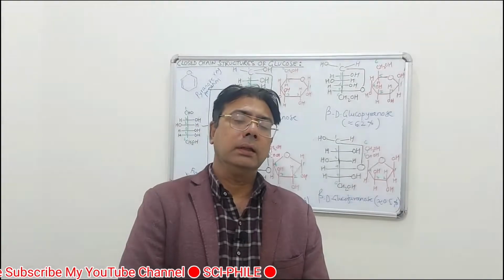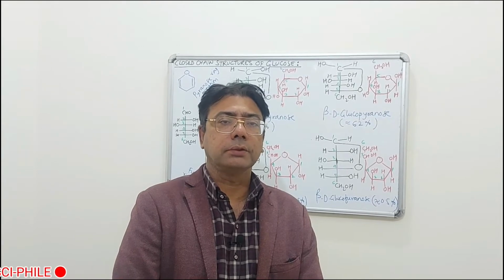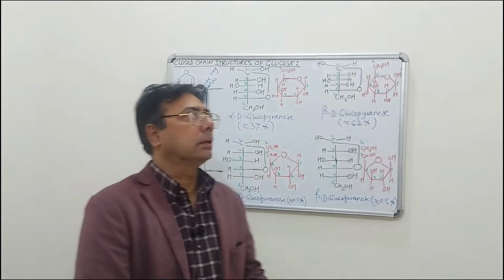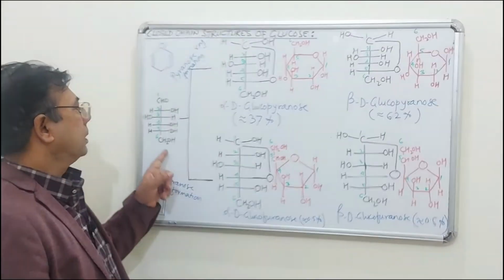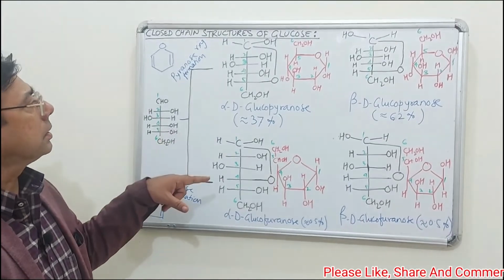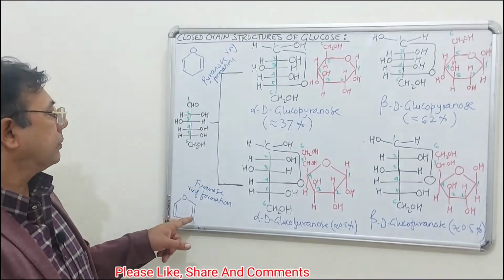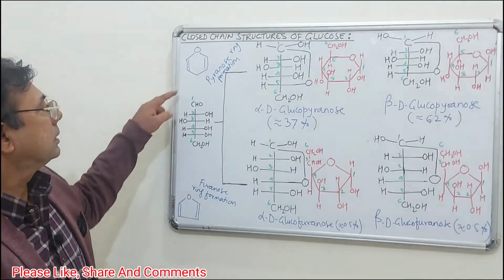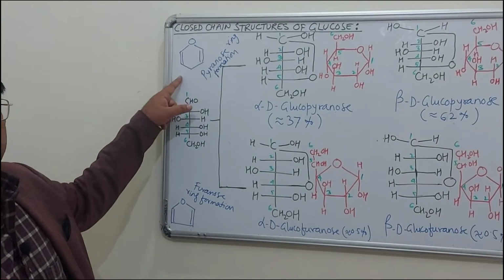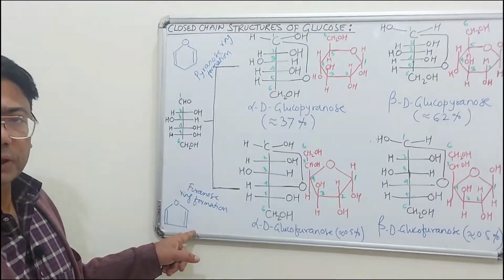Here you can see how this hemiacetal formation gives rise to ring formation in the glucose molecule. As it is shown, an open chain glucose molecule on closure of the chain can either form a pyranose ring or it can form a furanose ring. This is pyran and this is furan. So a pyranose ring resembles this type of structure and a furanose ring resembles this type of structure.